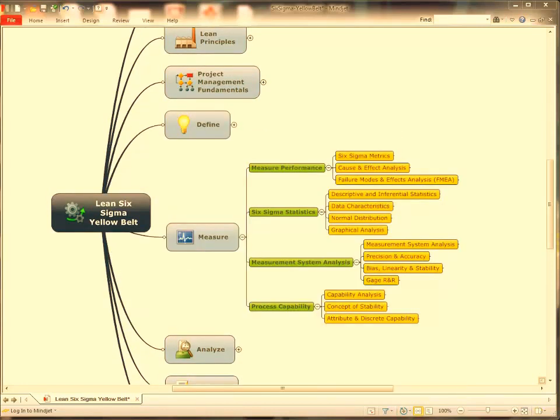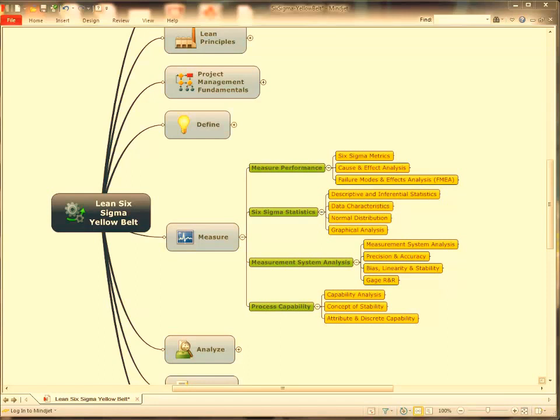In the Measure phase module is where the majority of the work happens. So in this module, we'll cover ways in which we can measure performance. So the common Six Sigma metrics that are used to measure process performance in Six Sigma projects, how we can conduct a cause and effect analysis, and the technique behind failure modes and effects analysis.